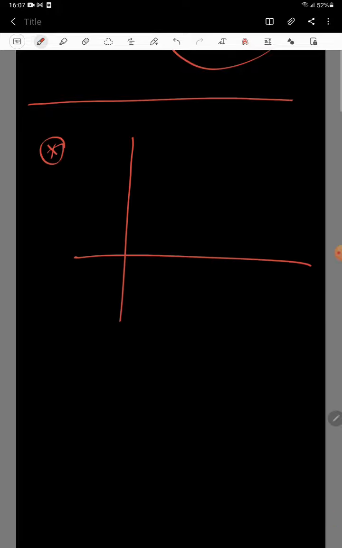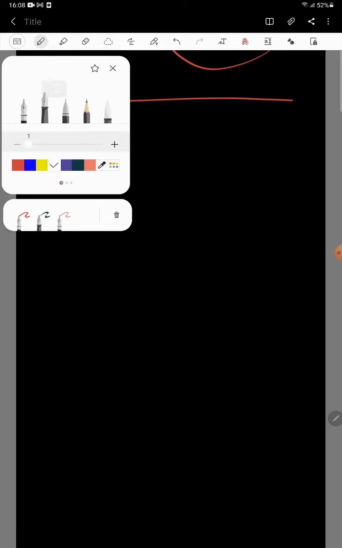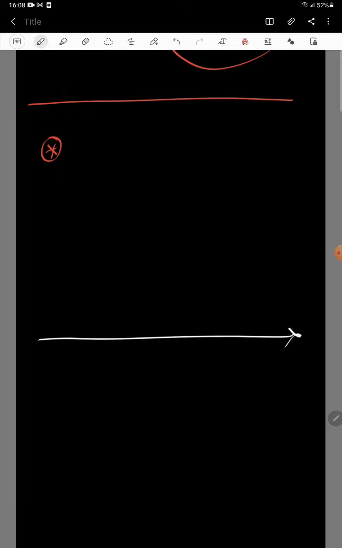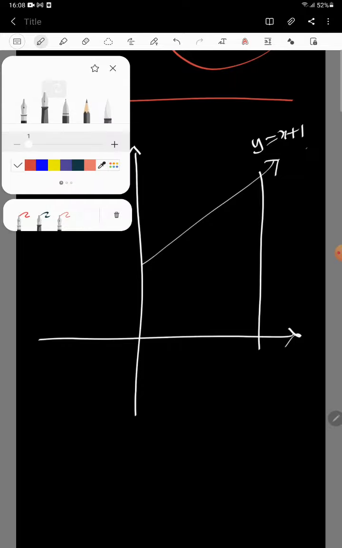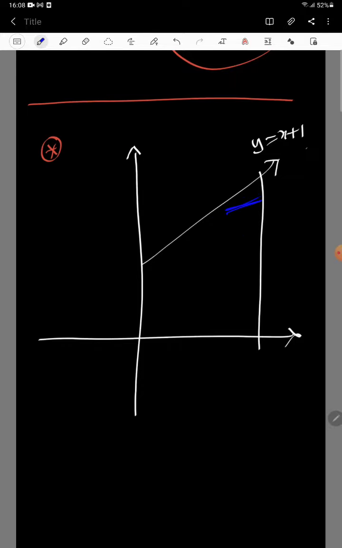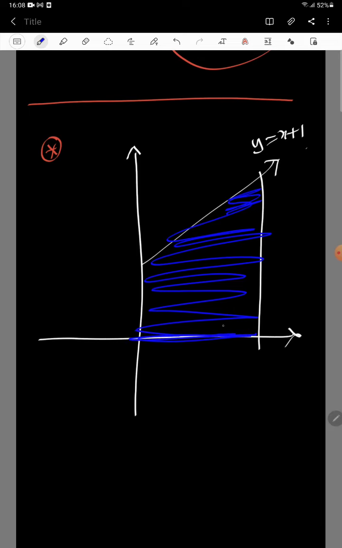This will be the situation. Let me show you one more region, so that I'll write the region and then end the topic. Suppose the region is like this, I'll take a different color. This line is y equals x plus 1 and this is the region. Suppose this is the region and this is 1, 2, 3.